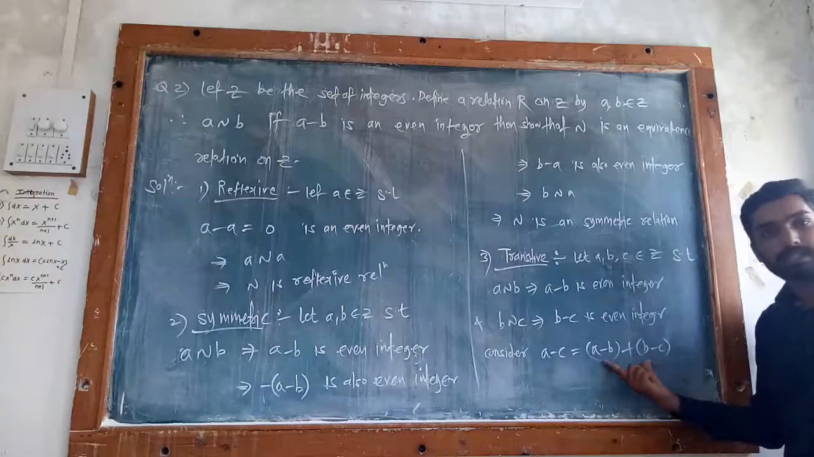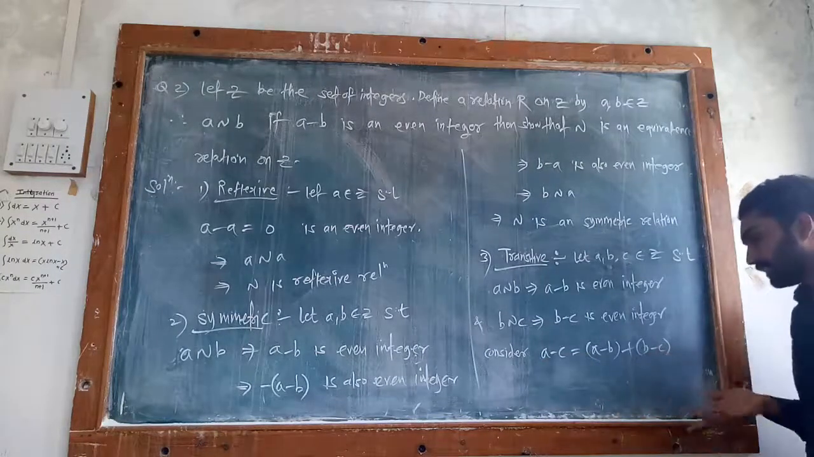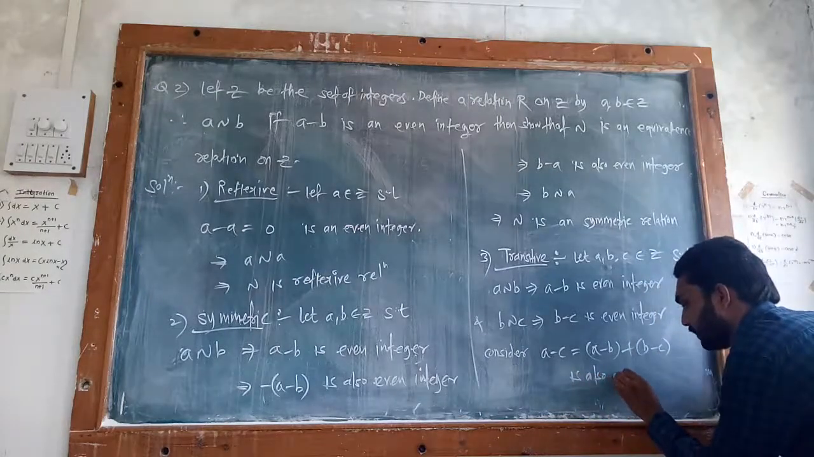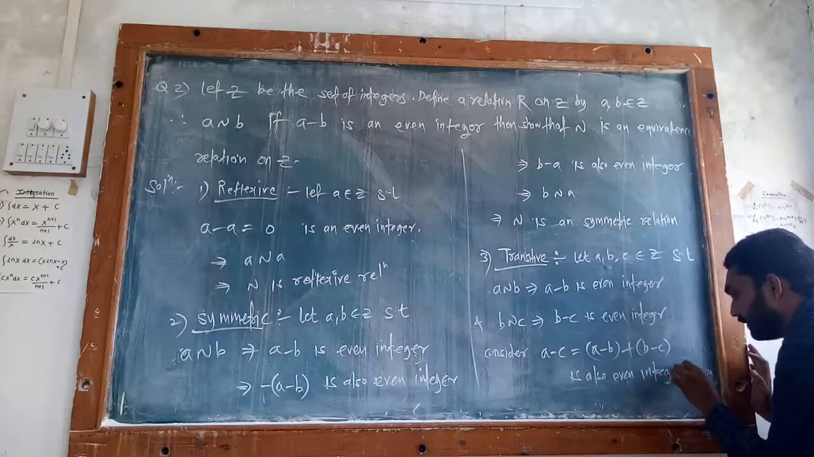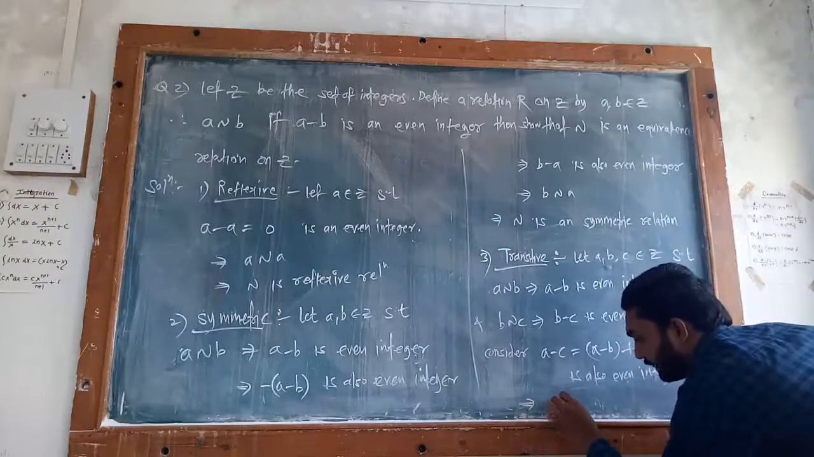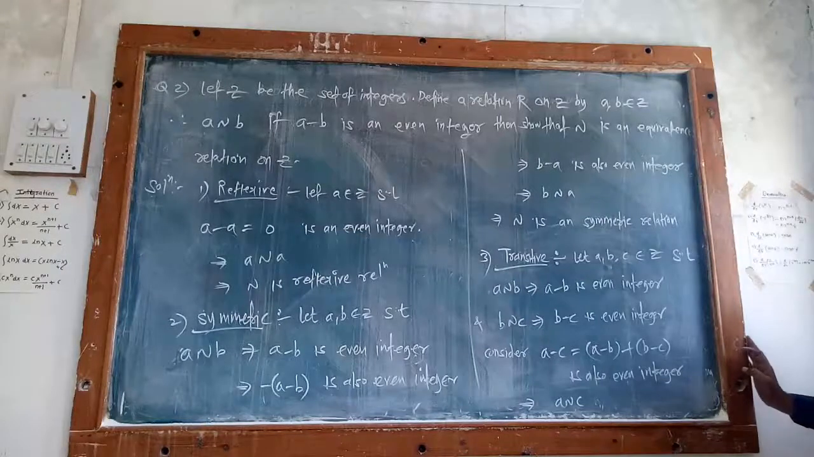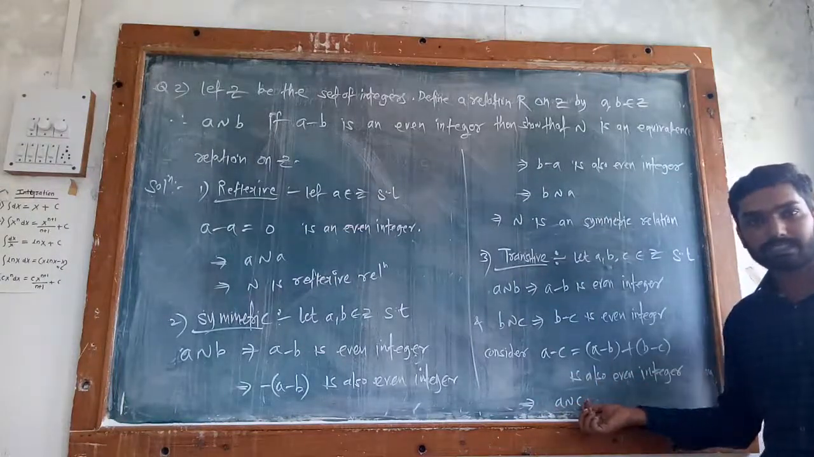In addition also an even integer. Now this addition, that is A minus C, is also an even integer. So what do we get? A minus C is an even integer, that means A is equivalent with C, right? So this A minus C is an even integer, that implies A is equivalent with C.